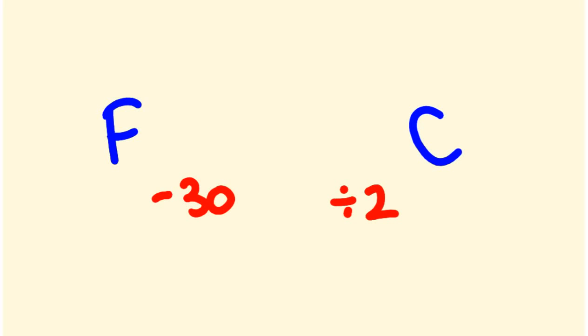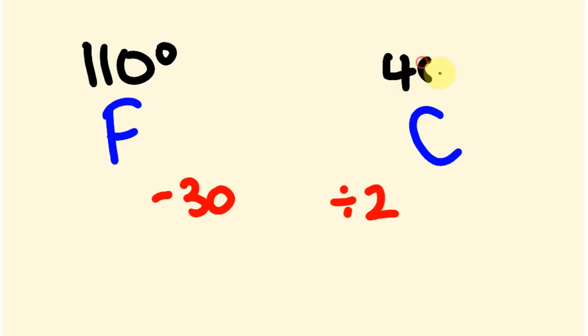So let's have a go with this. Let's start off with 110 degrees Fahrenheit. Nice warm day. So anyway, take off 30 degrees. 110 take 30 is 80 degrees. Divided by 2, 40 degrees Celsius. The actual answer, by the way, is about 43 degrees Celsius, so we're not too badly out there. That's a daytime temperature, mate. It's the difference between hot and stinking hot, I guess.